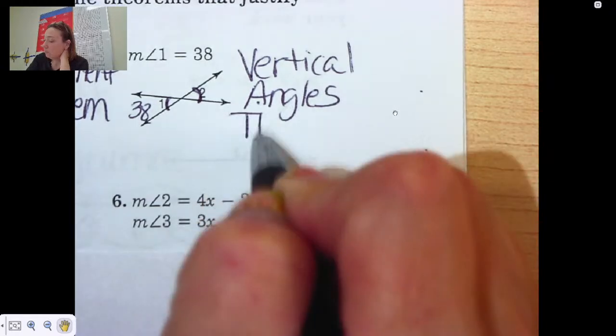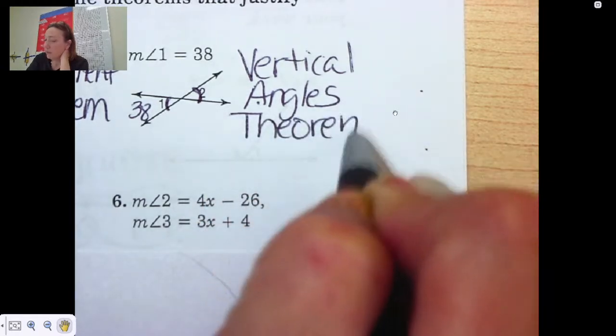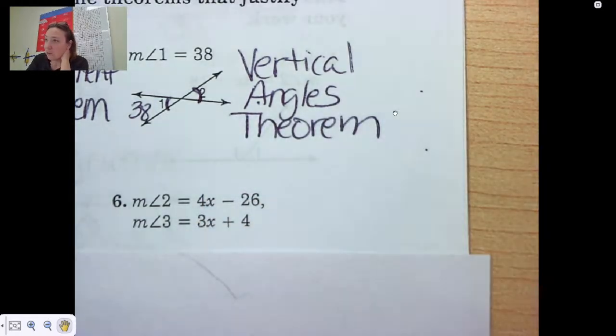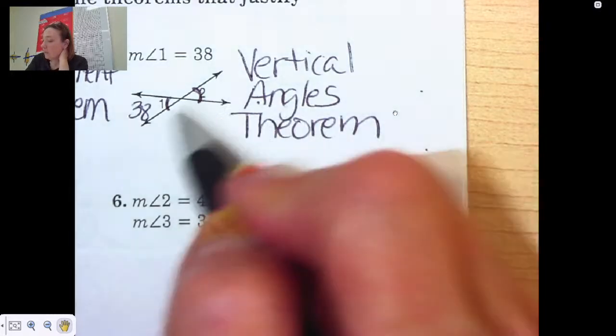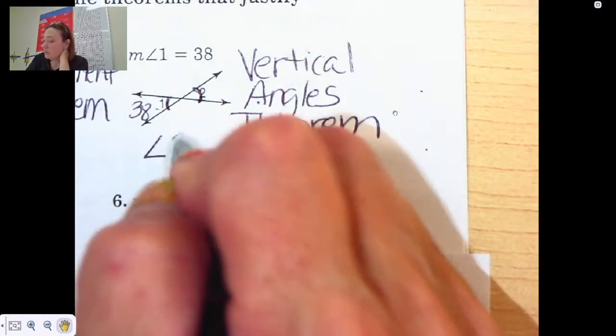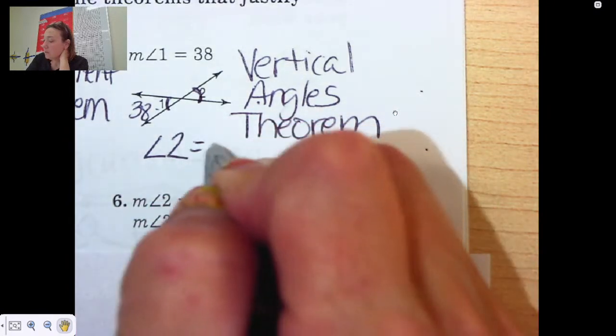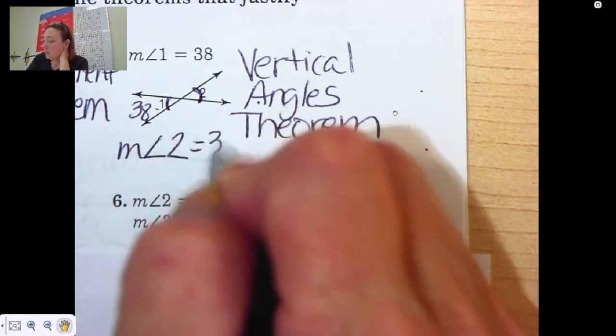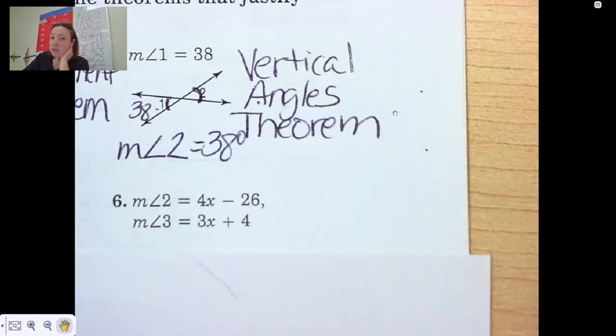angle theorem. Vertical angles theorem. And basically vertical angles theorem just tells you that if you have vertical angles, they're congruent to each other. Right? So if 1 is 38, what is 2? It is also 38. So the measure of angle 2 is also 38.